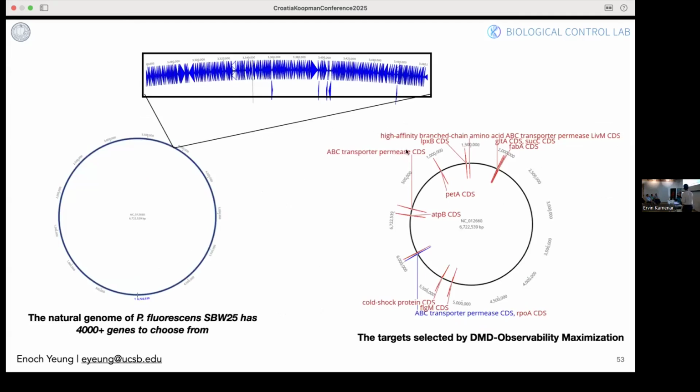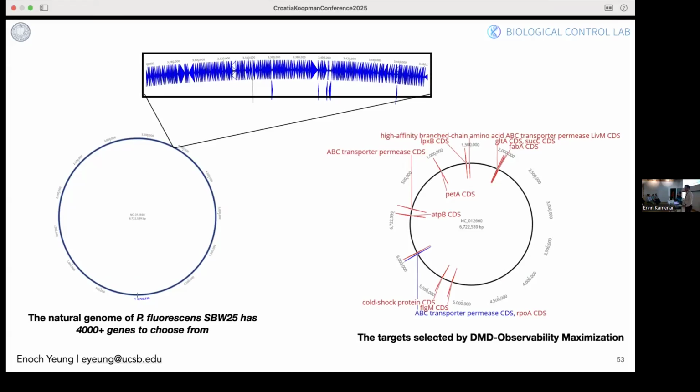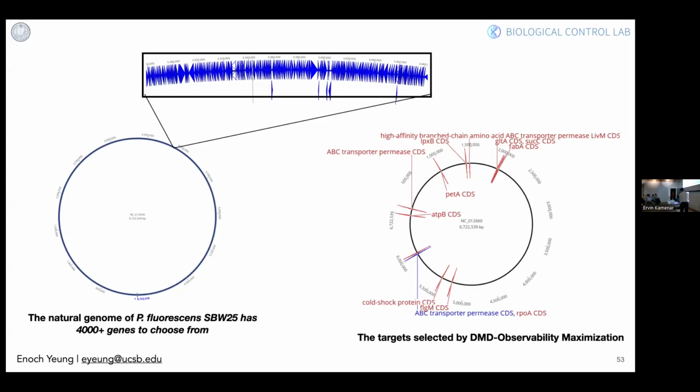DMD plus observability maximization gave us these targets, all the red lines that you see on this genome. It said these are the ones to look at, all right? Now, if you just ask me as a biologist to find those, that's why it takes 5 years and a PhD student, and so many don't go on to become professors. But basically, we did it this way, and then we said, why don't we go ahead and build it? It's been about a month of simulation analysis. Now it's time to build it. So it took about 2 months to build.